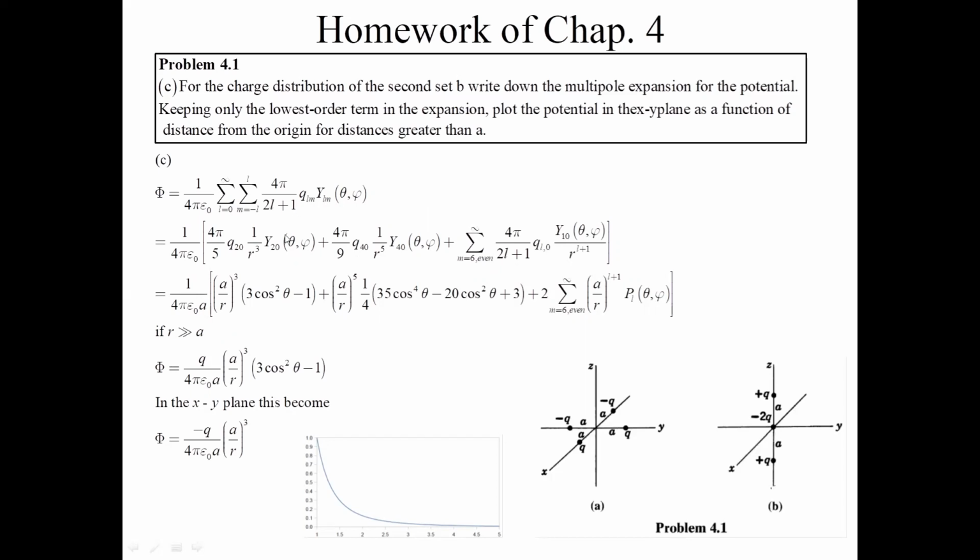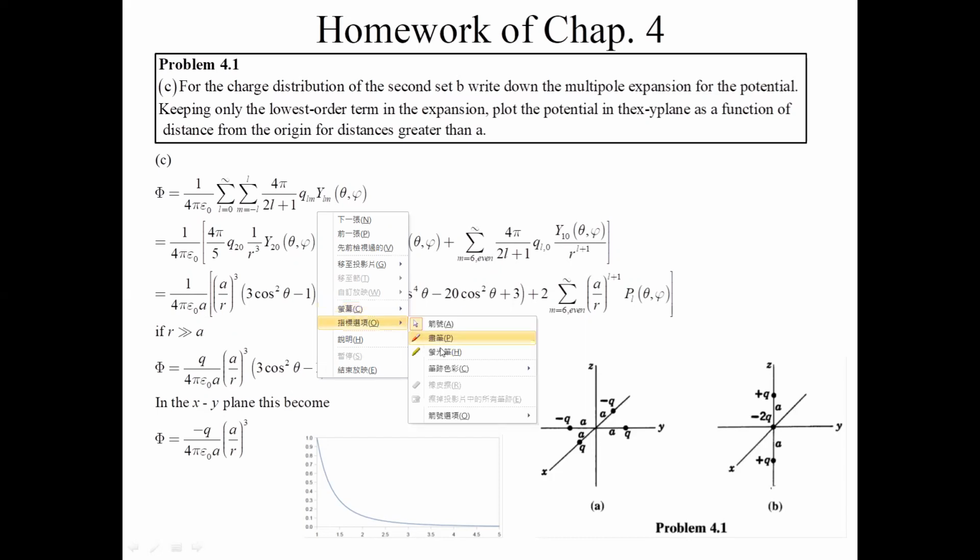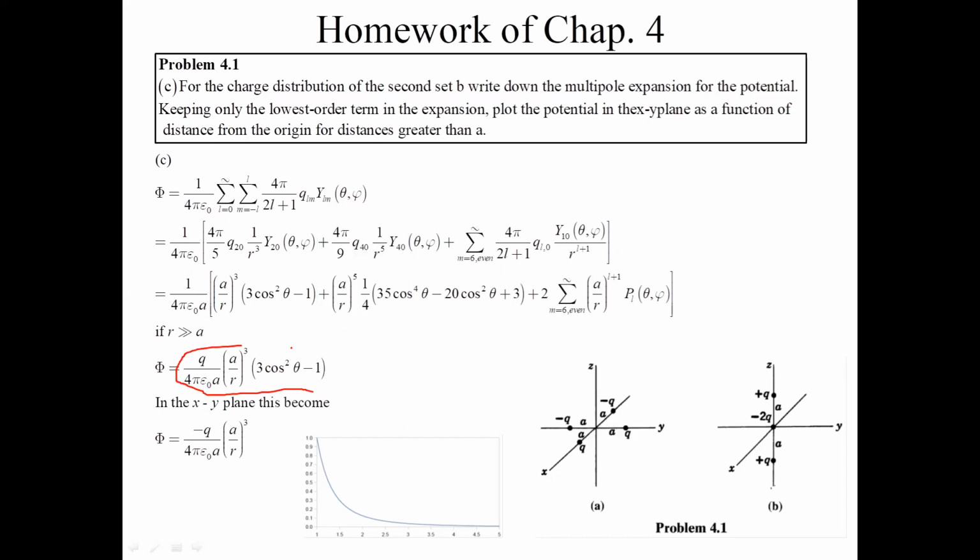As we have calculated the multipole moments, we just substitute the multipole moments we calculated into the relation here. And then we only leave the lowest non-vanishing term, which is this first term, in the limit of r much bigger than a. Okay, so finally the potential will equal this.